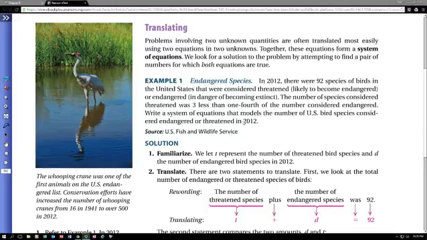So the number of species considered threatened was 3 less than 1/4 the number considered endangered. Write a system of equations that models the number of U.S. birds considered endangered and threatened in 2012.